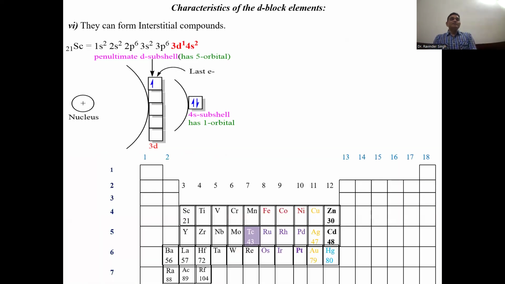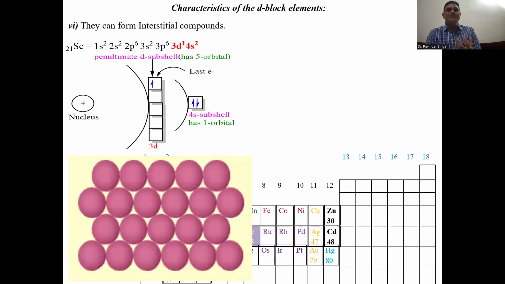The next property is that d block elements can form the interstitial compound. Why can the d block elements form the interstitial compound? What is the meaning of interstitial sites? Interstitial site means these small spaces which are present in between the atoms in their crystal lattice. In the crystal lattice, after the arrangement of these atoms, you have already heard or studied in the chapter of solid state, one atom is assumed as a sphere. We show here all atoms in the form of spheres, in spherical shape.